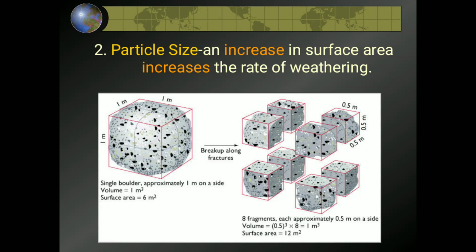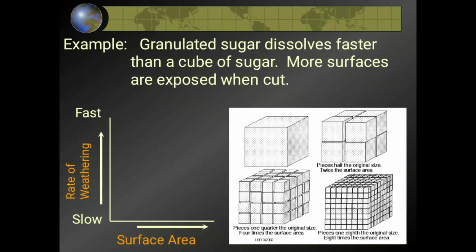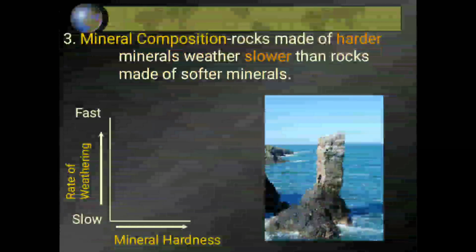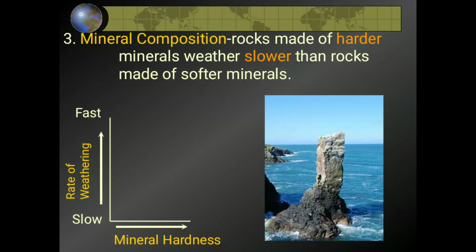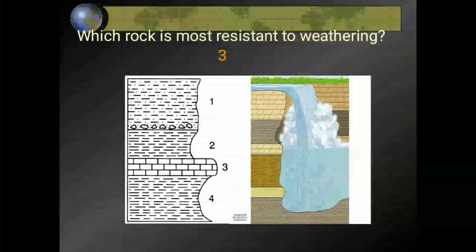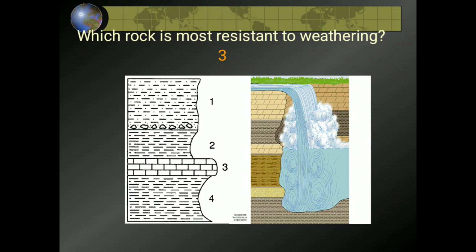Particle size: an increase in surface area increases the rate of weathering. Example, granulated sugar dissolves faster than a cube of sugar, as more surfaces are exposed when cut. Mineral composition: rocks made of harder minerals weather slower than rocks made of softer minerals. Which rock is most resistant to weathering?